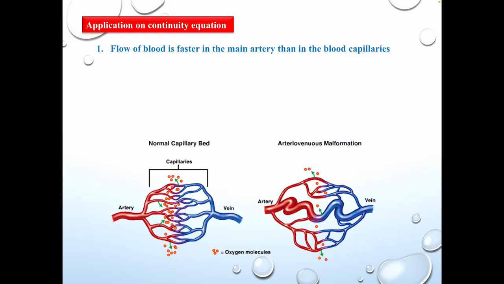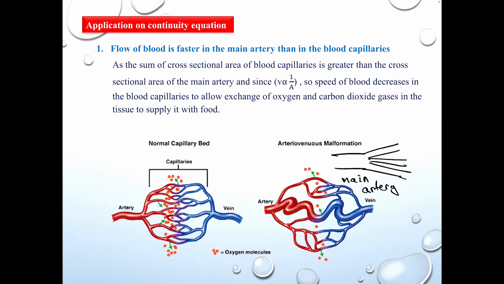Application of continuity equation: the flow of blood is faster in the main artery than in blood capillaries. From the wisdom of God, consider the flow of blood in the main artery and the blood capillaries. God made the main artery, or aorta artery, with a certain cross-section area, and the capillaries. The total cross-section area of these capillary branches is larger than that of the main artery. So the flow of blood in capillaries is slow.